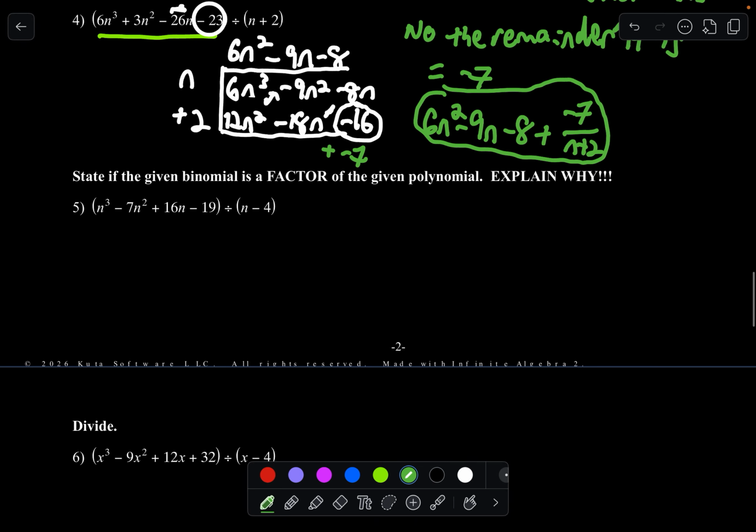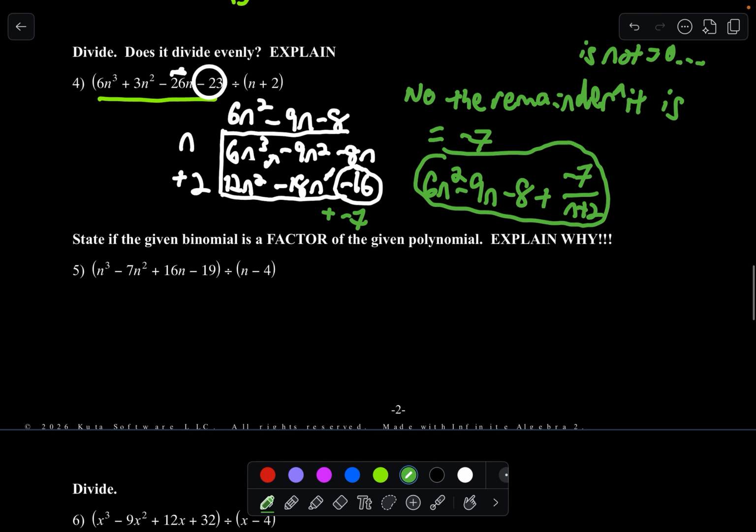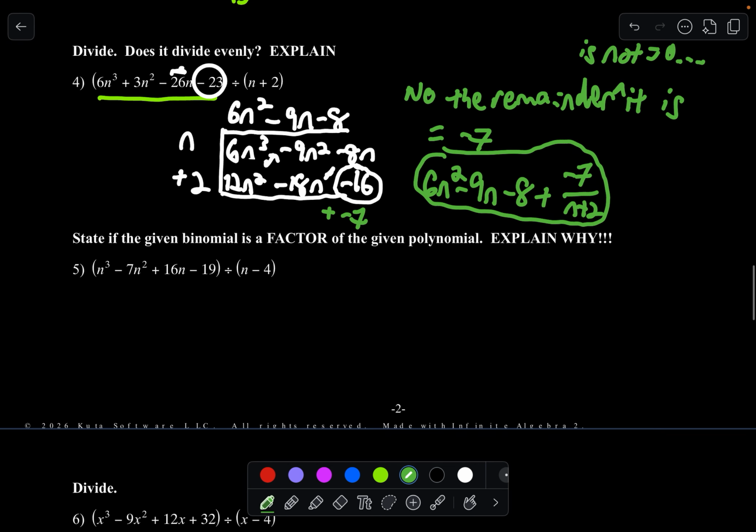All right. State if the given binomial is a factor of the given polynomial. Explain. Well, 4 and 5 are exactly the same kind of question. If n minus 4 is a factor, that means that if we divide n minus 4 into this polynomial right there, it should go in evenly, which means a remainder of 0. So let's go through the painful process of dividing. All right, so we'll put n minus 4 down the side.